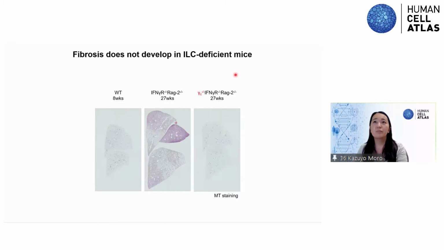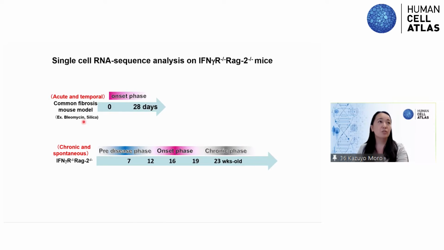So we bred these double knockout mice with common gamma chain knockout mice, which lack ILCs, and the data was so beautiful because 100% of mice stopped developing fibrosis, which means that ILC1, 2 or 3 might be causing this fibrosis. So we decided to carry out single-cell RNA sequence analysis using these interferon gamma RAG2 double knockout mice.